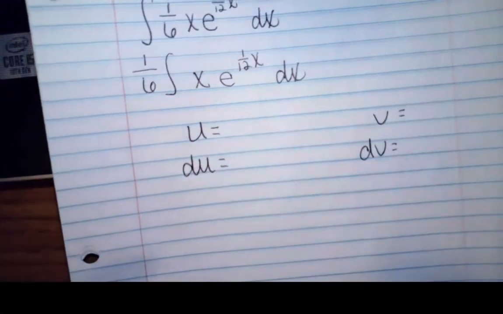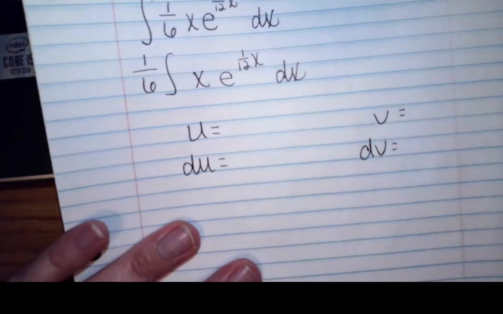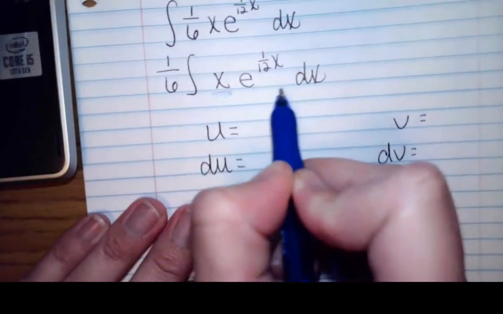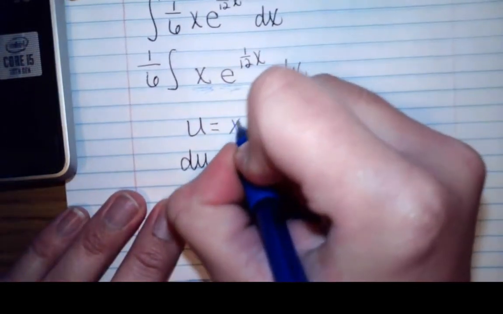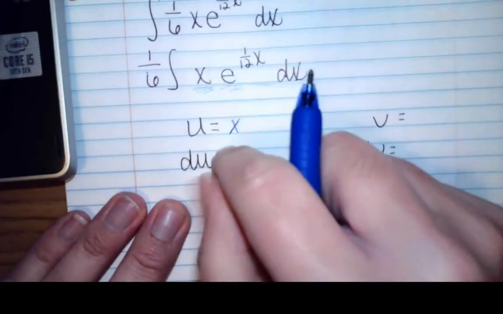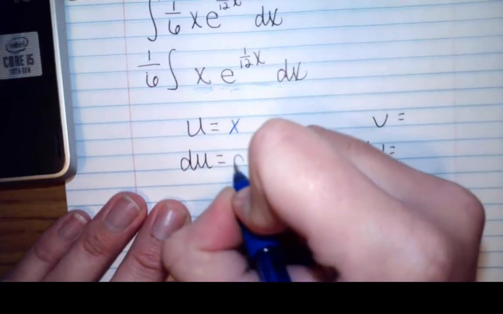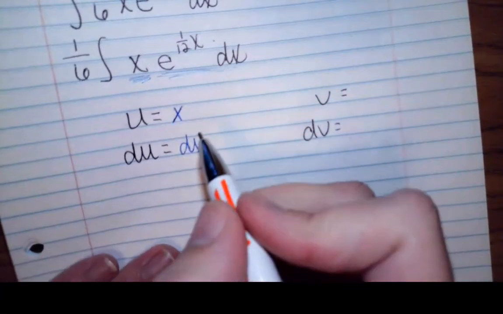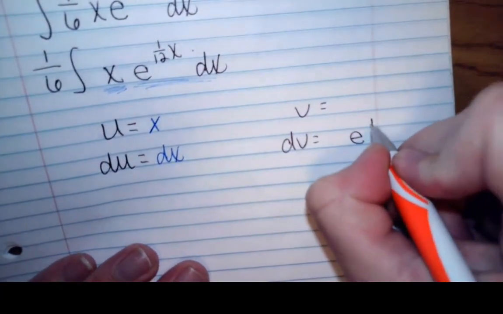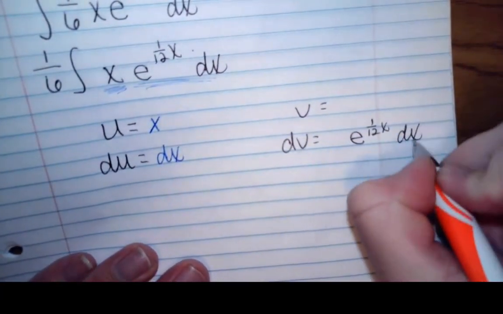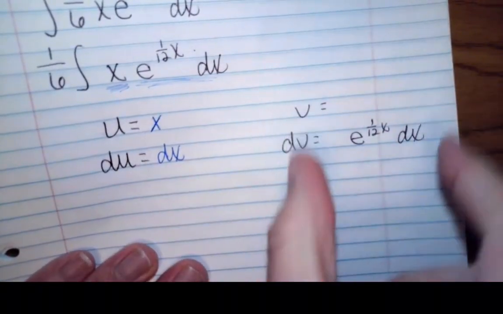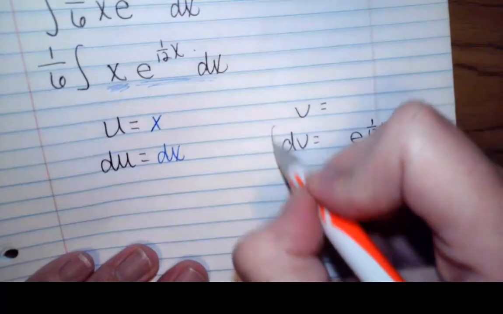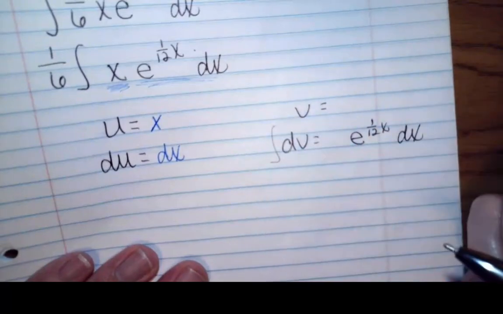Okay, so which one looks easier? The x or the e to the 1/12 dx? Okay, so I bet x looks easier. So if I throw an x here, so that's this one, what's the derivative of x? It is 1 dx. So what's the other part? E to the 1/12 x. So I have e to the 1/12 x dx. So I differentiate on this side. On this side, I'm going to integrate. Okay, so the integral of 1 dv is v.